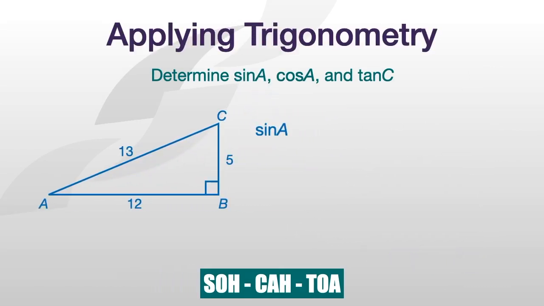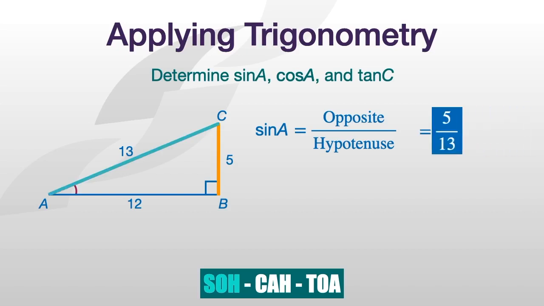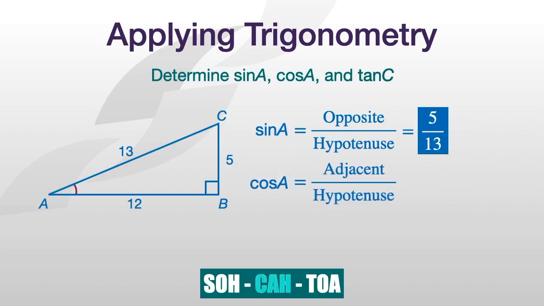To determine sine A, we need to express the ratio between the opposite side and the hypotenuse. Relative to angle A, the opposite side is BC. The hypotenuse is AC, so the sine of A is 5/13. For cosine A, we need the adjacent over the hypotenuse. Relative to angle A, the adjacent side is AB, and once again, the hypotenuse is AC. So the cosine of A is 12/13.